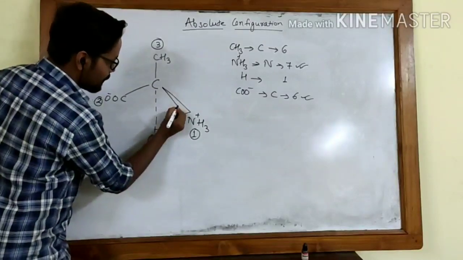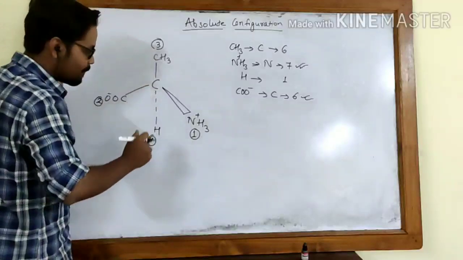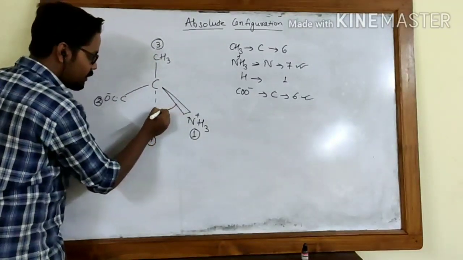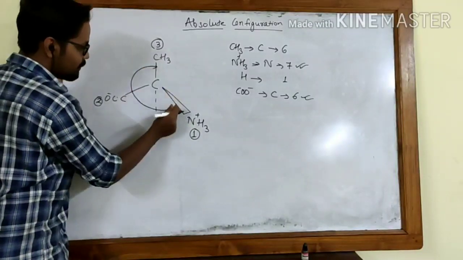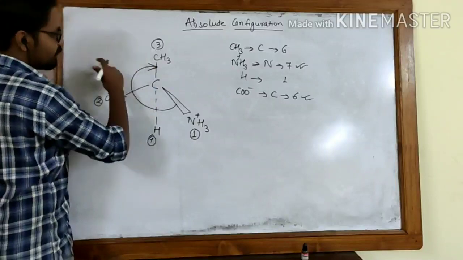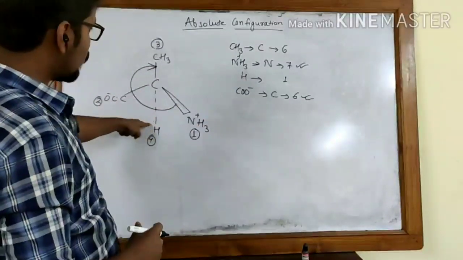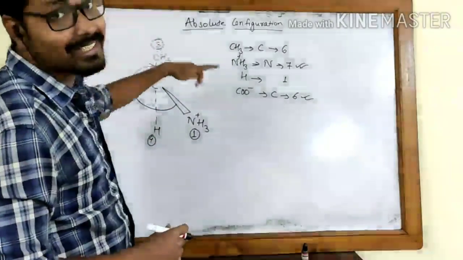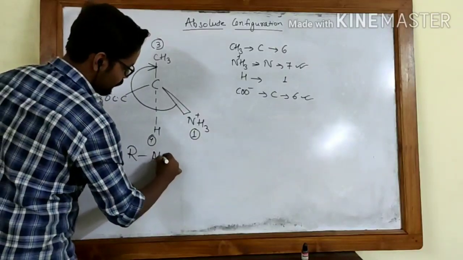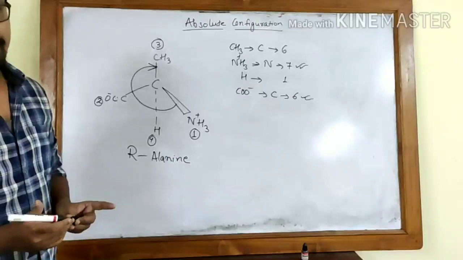We are here at number 1. We want to go to number 3, but we have to go through 2. 2 must be in the middle. So in order to reach 3, I must go towards this side. So it will be like this, where this is number 1, number 2, number 3. I have moved in this direction. So this is a clockwise direction. I hope it is clear. This is a clockwise direction, and clockwise direction means the configuration is R. So this is alanine and its configuration is R alanine.